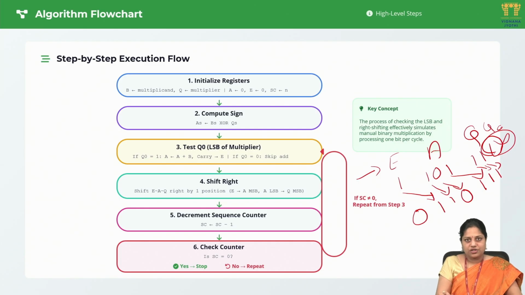After performing the right shift operation, which is a default step, whether Q0 is 0 or 1, next you decrement your sequence counter by 1. After decrementing, you check the value of the sequence counter again. If the sequence counter is a non-zero value, you repeat the cycle from step number 3. If it is 0, the algorithm is completed, the multiplication is done, and the final result is stored in registers A and Q, and now we can stop the process.